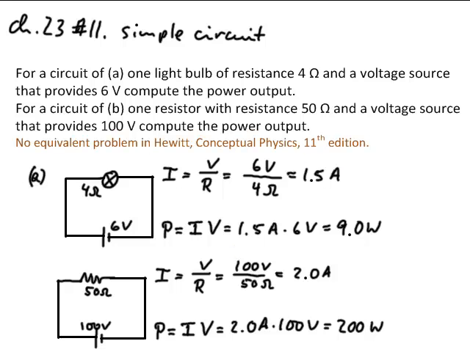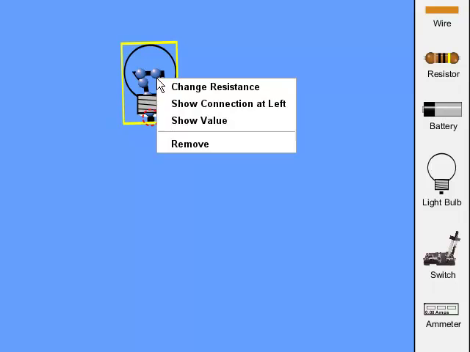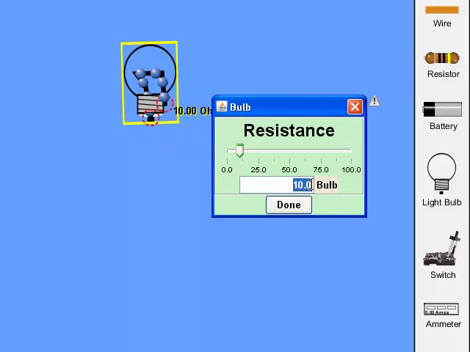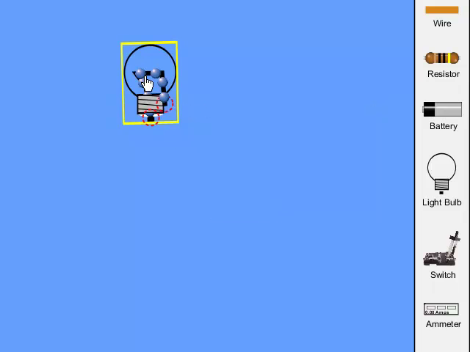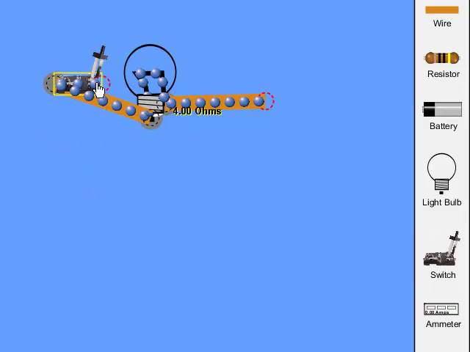So here we go. This one here is from PhET, P-H-E-T, Physics Education Technology. And I'm going to grab a light bulb, and if I remember correctly, that light bulb has a resistance of 4 ohms. So there we go. Show value 4 ohms. I'll put a wire on this one here. I'll put another wire over here. And might as well use a switch. Could have used that on the other one too.